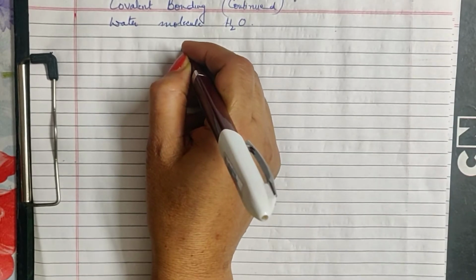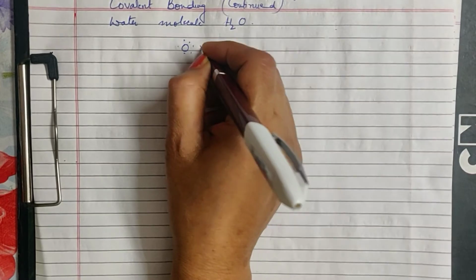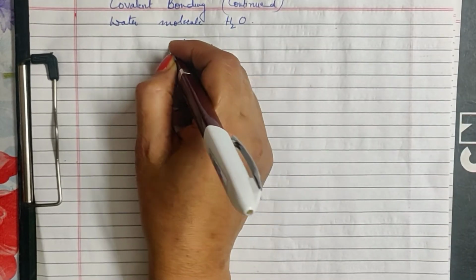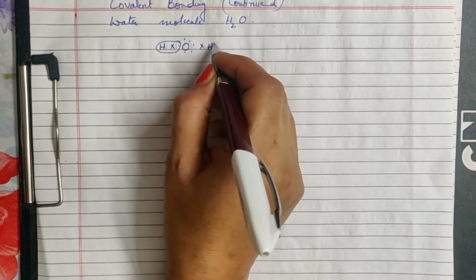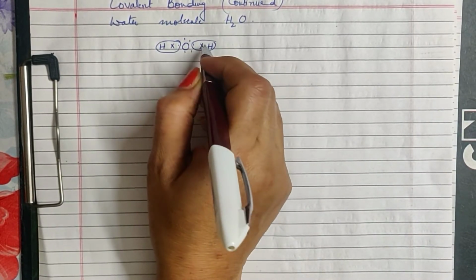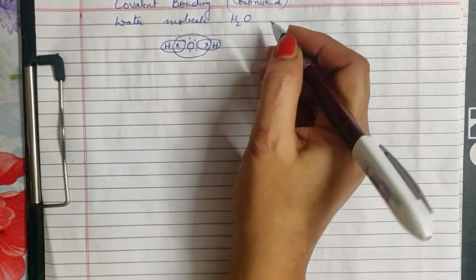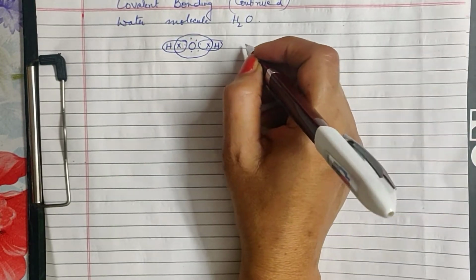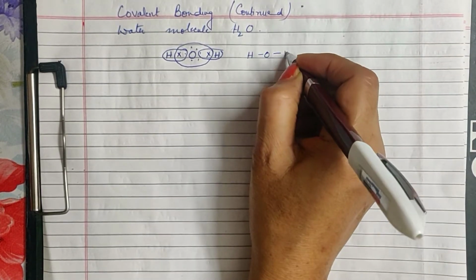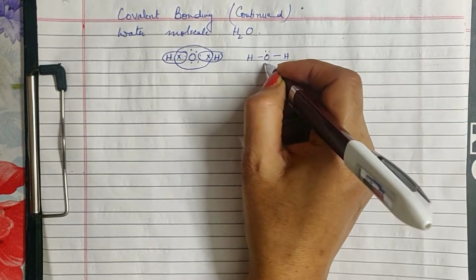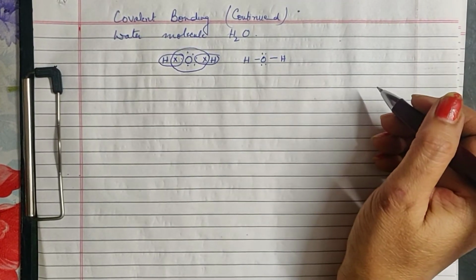Oxygen is the central atom, which has 1, 2, 3, 4, 5, 6 electrons in the valence shell. It shares one of its electrons with one hydrogen, another electron with another hydrogen, and the hydrogens complete the duplet. Oxygen already had 6 electrons, takes 2 more from the hydrogen atoms and completes the octet. So this is how a covalent bond between 2 hydrogen atoms and 1 oxygen atom is formed, and a few electrons remain unshared. So this is how a water molecule is formed.